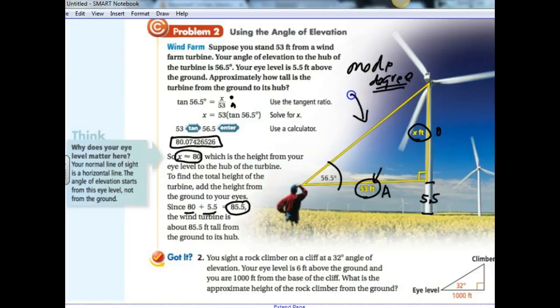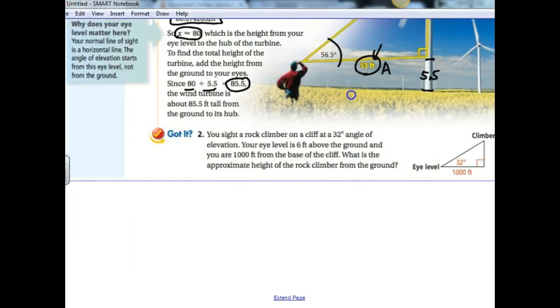All right. Now, look at number 2. You sight a rock climber on a cliff at a 32-degree angle of elevation. Your eye level is 6 feet above the ground, and you are 1,000 feet from the base of the cliff. What is the approximate height of the rock climber from the ground?